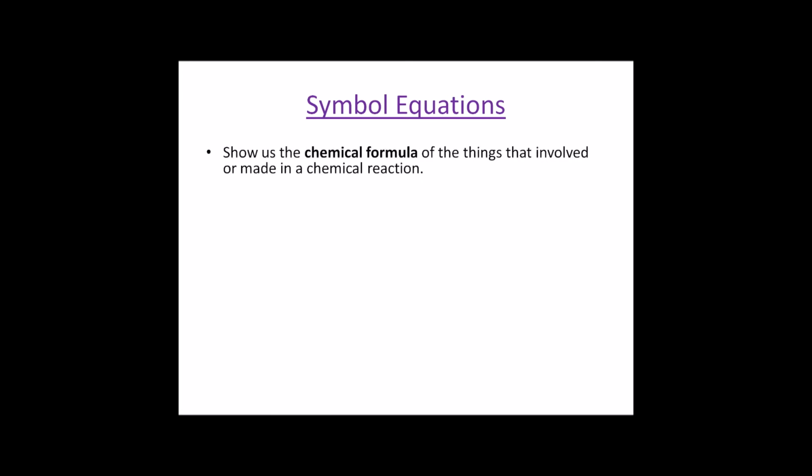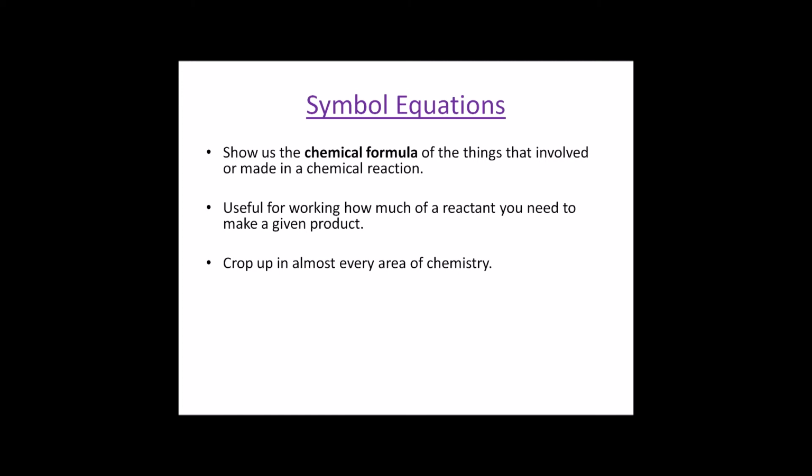So, simple equations. What they show us is a chemical formula of the things that are involved or made in a chemical reaction. So the reactants and the products. They show us the chemical formula for those, and what atoms and what elements are involved in them. And they're very useful in chemistry because we can work out how much of a reactant we need to make a given product, or if we've got 10 kilograms of a certain reactant, how many kilograms of our second reactant are we going to need to make a product, so we're not wasting things. So really important for industrial purposes and for research purposes.